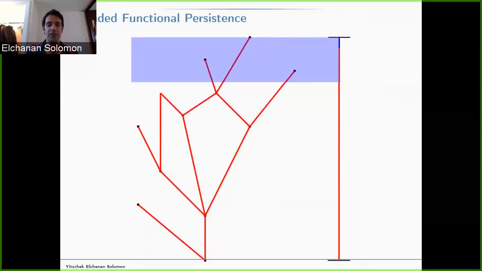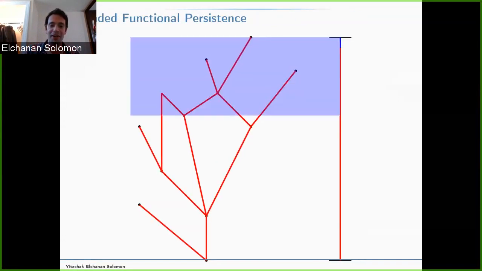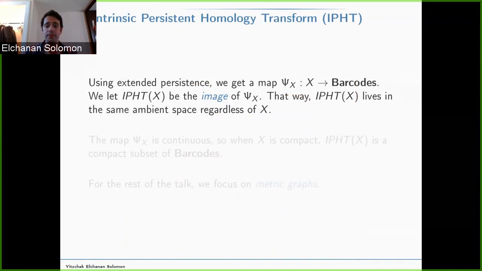So let me just go back again to this definition. For every point in my metric space, I'm going to look at the distance to that point as a function and calculate its extended persistence one more time and get the output barcode.